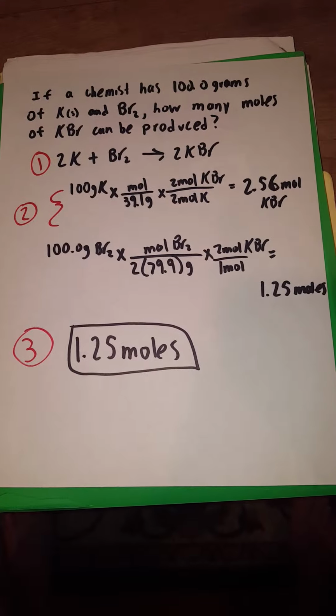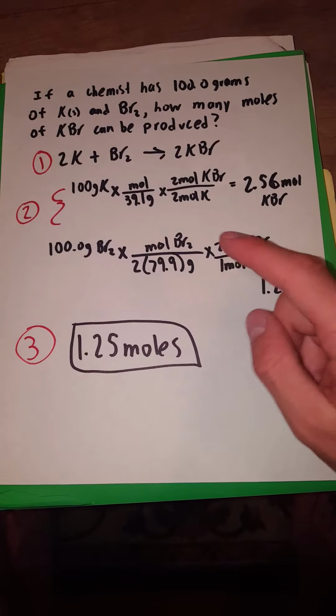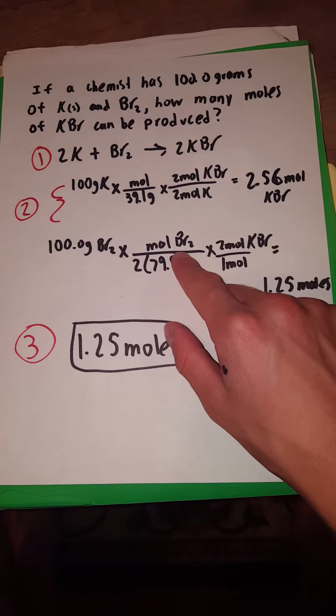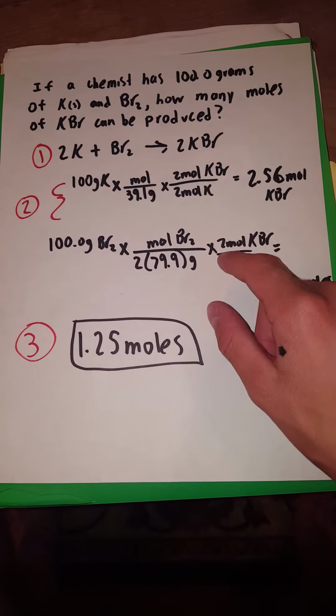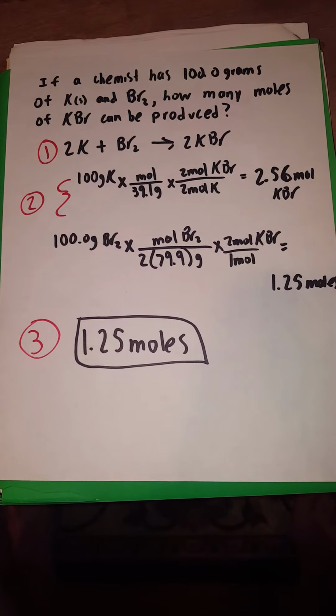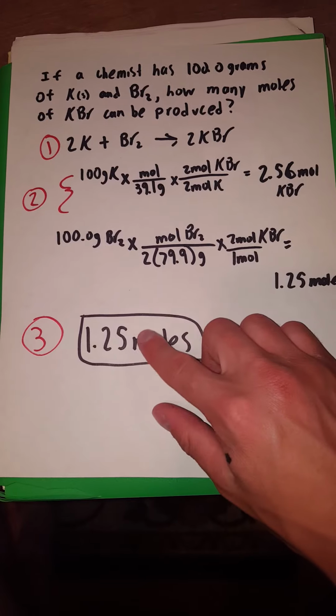So ultimately, you're going to choose the smaller one because your limiting reactant here would be the bromine, and it would be used up first, and at that point only 1.25 moles could be produced. Therefore, the maximum amount of KBr that can be produced is the 1.25.